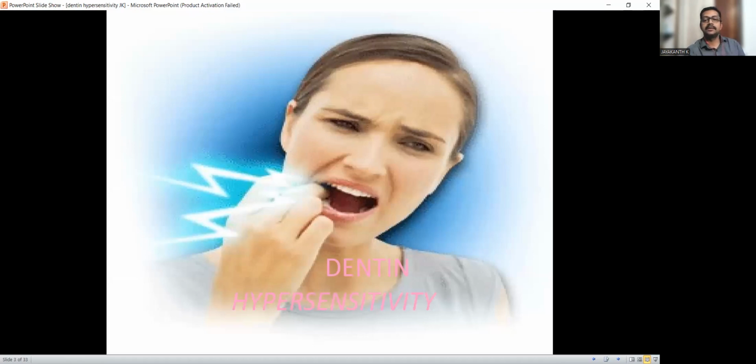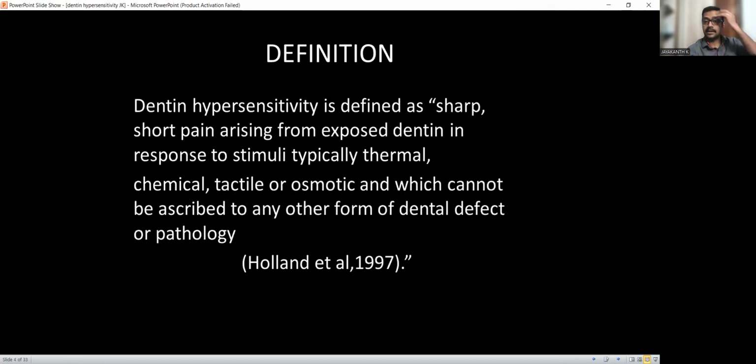Just like the picture shows, it's a very sharp shooting pain, an excruciating pain that is denoted as dentine hypersensitivity under a certain condition. Coming to the definition, dentine hypersensitivity is defined as sharp short pain arising from exposed dentine in response to stimuli, typically thermal, chemical, tactile, or osmotic, and which cannot be ascribed to any other form of dental defect or pathology. This is the definition given by Holland et al. 1997.